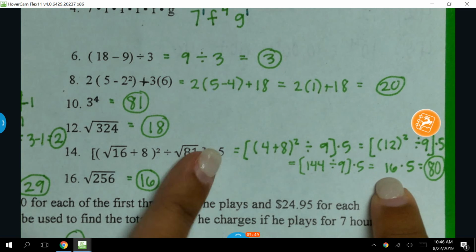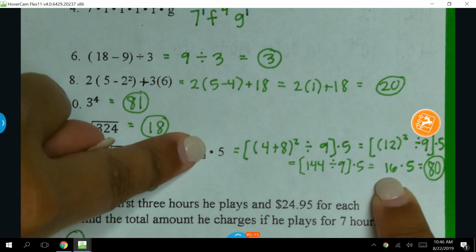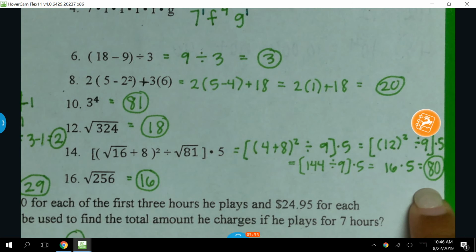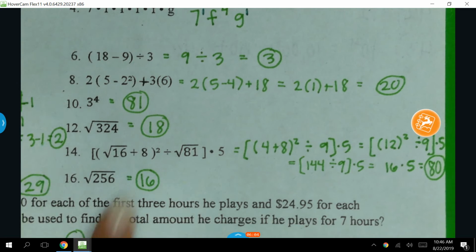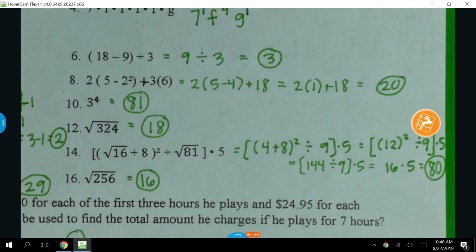And then you have to multiply by that 5, which is outside of everything. So 16 times 5 should give you 80. Did you add? Or I put 6 instead of 16. Oh, yep. That'll give you 30 for sure. Any other questions on those? Good.